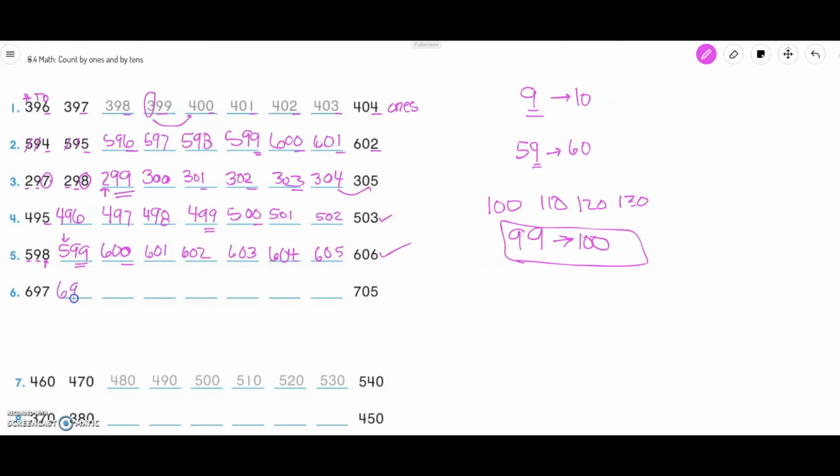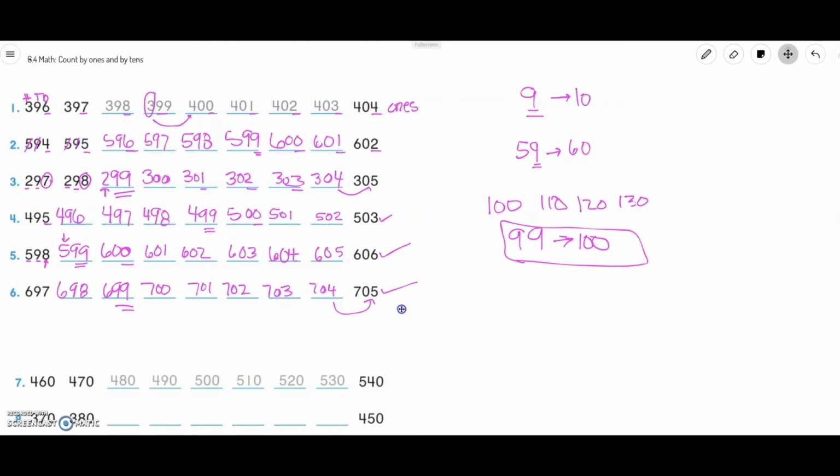So 698, 699, and oh, my bell's going off. 699. So I have to count to see what the next 100 is. 100, 200, 300, 400, 500, 600, 700. Okay, and then I keep going. 701, 702. It's like I restart all over in my ones. 703, 704, and oh, 705. So I know that that's correct.